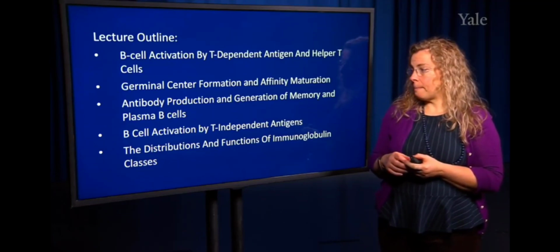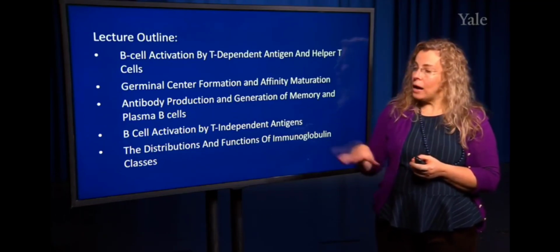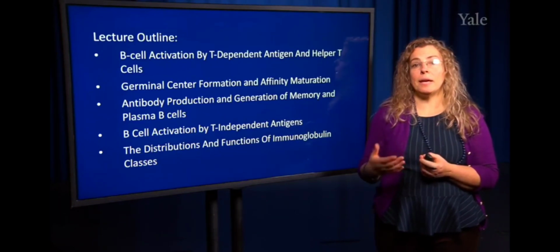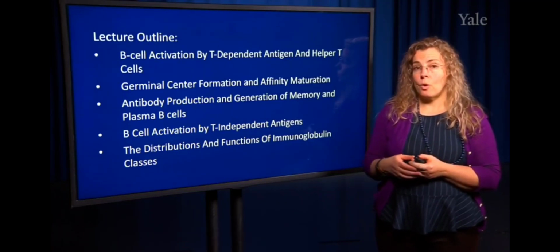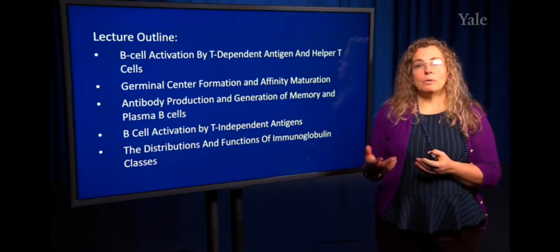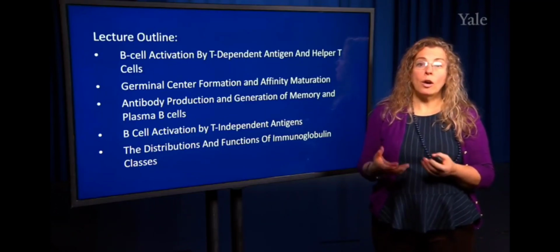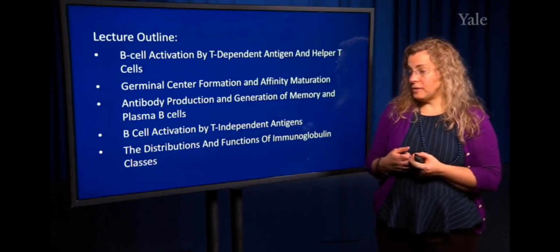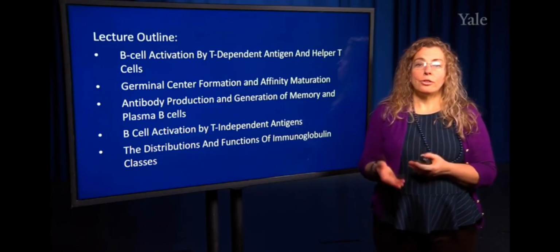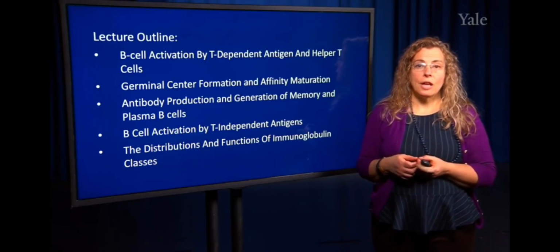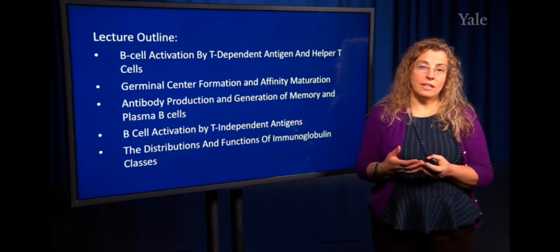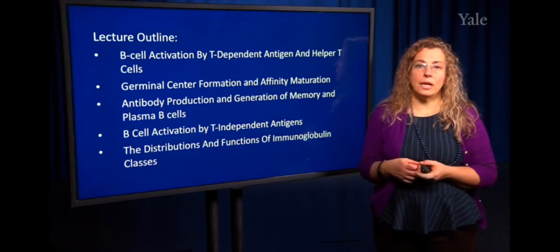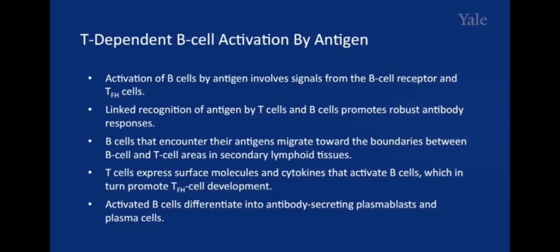Then we're going to switch and talk about B-cell activation by T-independent antigens. So for these antigens, no T-cell help is required. And lastly, we'll spend a little bit of time talking about what all the different antibodies that are made by the B-cells actually do. So you'll learn more about this in subsequent lectures, but I'm just going to give you a little bit of an introduction about how the different types of antibodies have some different functions and different locations within the body.